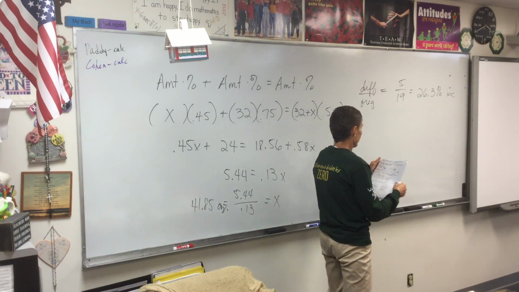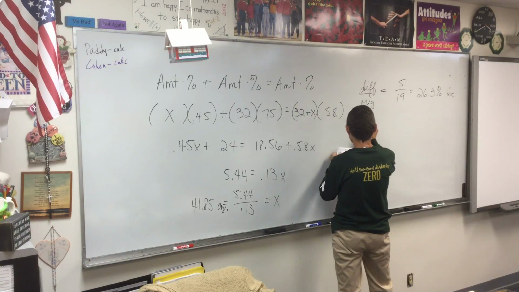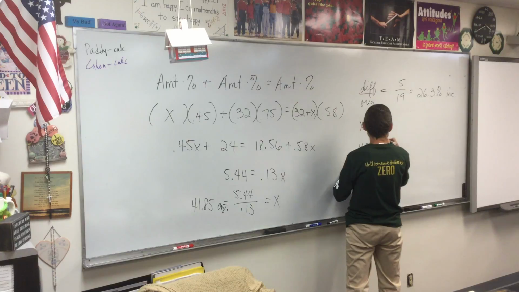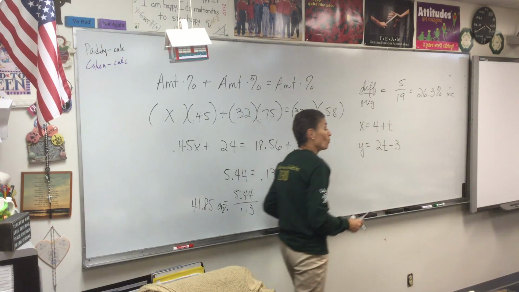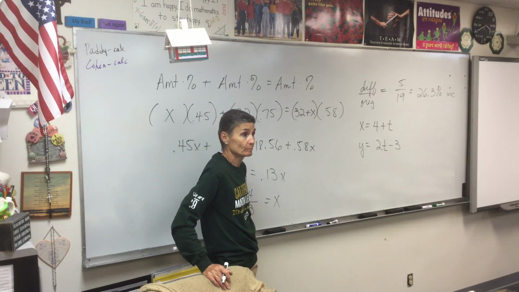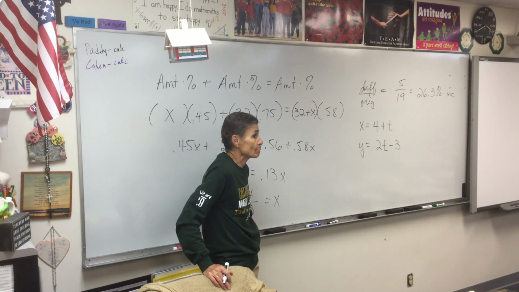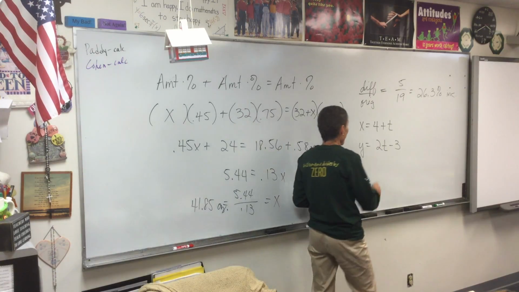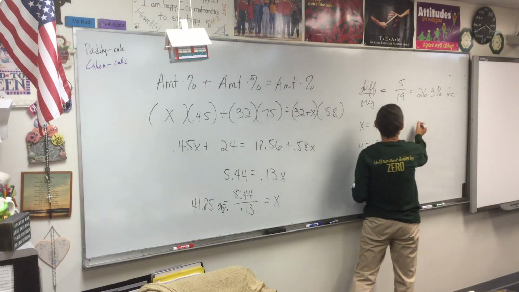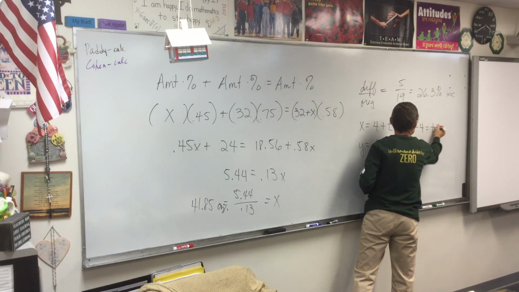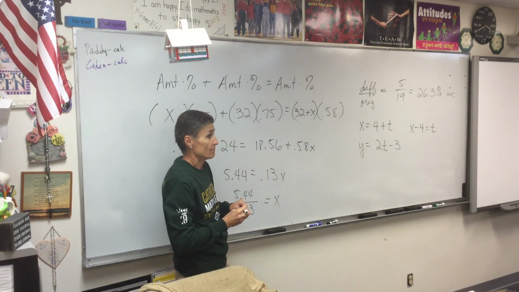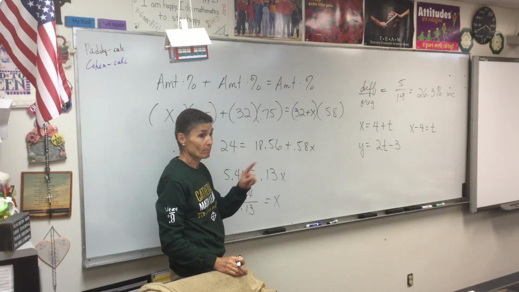Number 7, find a direct algebraic relationship if x equals 4 plus t and y equals 2t minus 3. We have not done one of these in a long time. Does anybody remember what you do? Get t alone. So I think it's easier to get t alone in the top equation. X minus 4 equals t if I subtract 4 from both sides. If you have forgotten how to do this, you better pay attention.